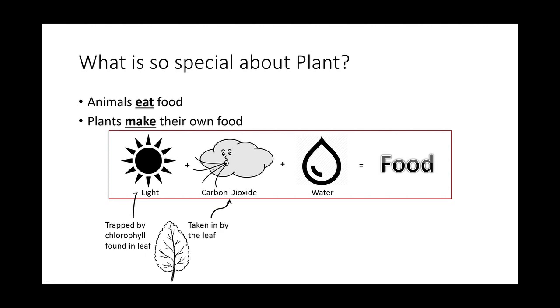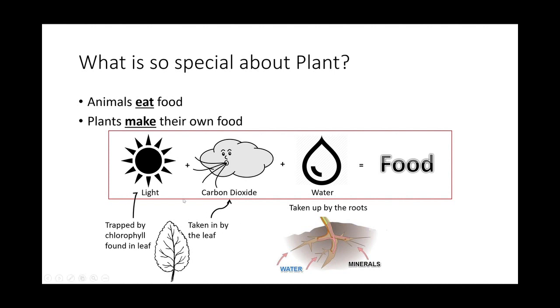Second thing is the leaf. For us we use the nose to breathe, but for plants they use the leaf to breathe. Inside the leaf there are small holes called the stomata, which you don't have to know yet. It's a P5 topic, but you just have to know that they use the leaf to breathe. Then water they take in through the roots. For us we drink water from our mouth, right? But for plants they take it in through the soil using the roots.